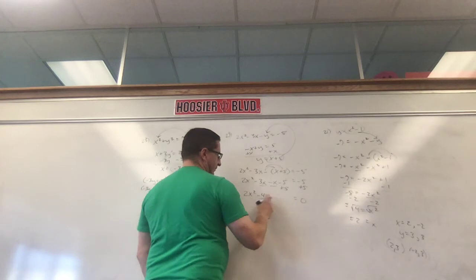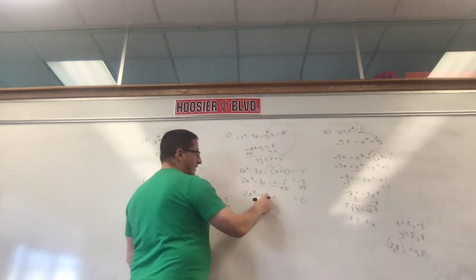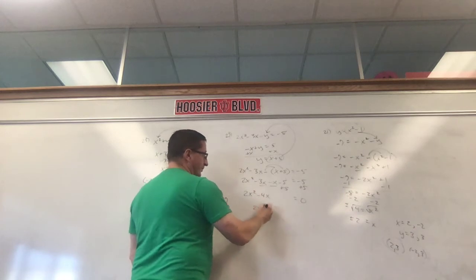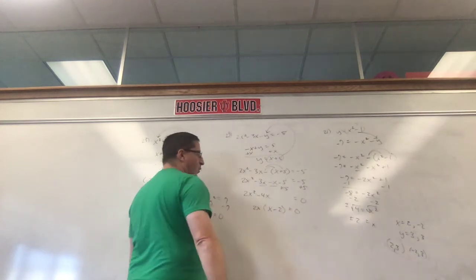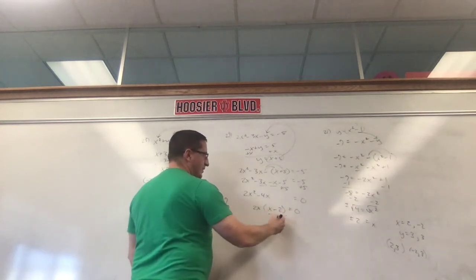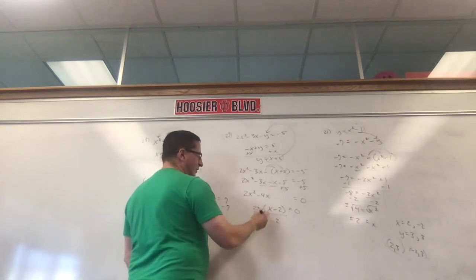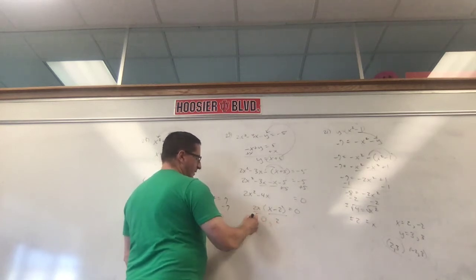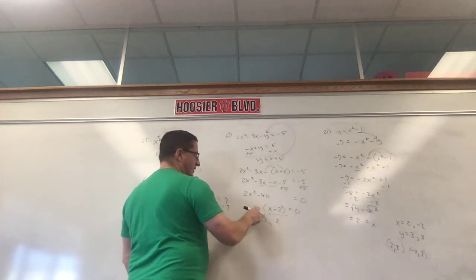I can actually factor this. I can actually factor a 2x out. 2x times x minus 2. So what makes this 0? 2. What makes this 0? 2 times what gives you 0? 0. Okay? If I plug in 2 here, 2 minus 2 is 0. If I plug in 0 here, 2 times 0 is 0. So x is 0 and 2.